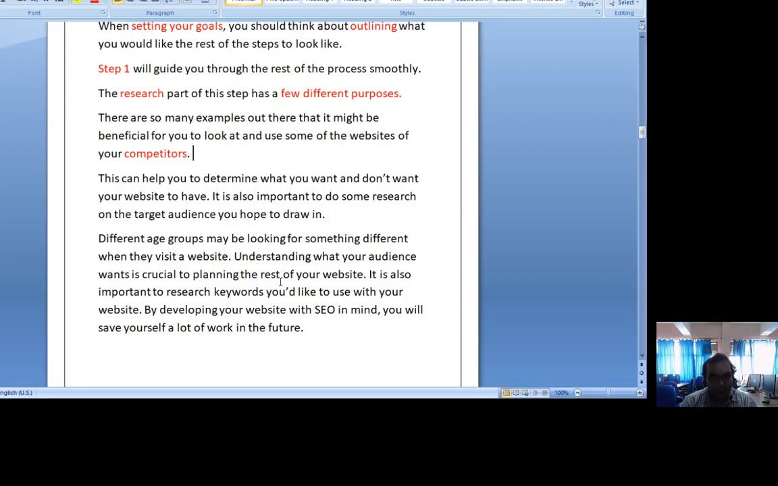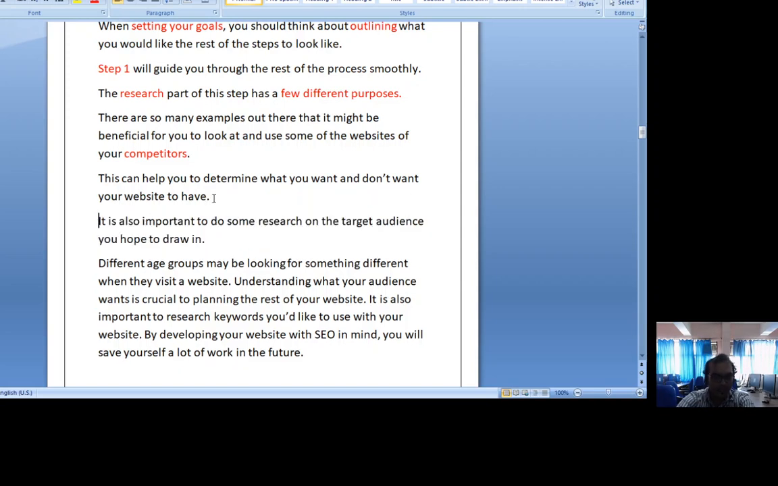This helped them overcome their initial barriers very much, and they were able to capture the market very fast and rapidly. So analysis of the competition matters a lot. Let's move ahead. It is also important to do some research on the target audience.